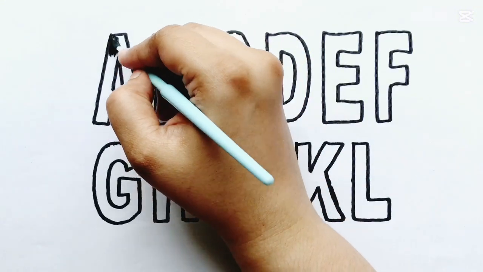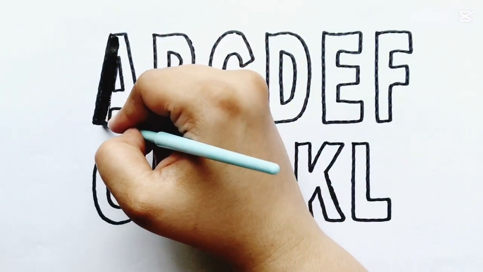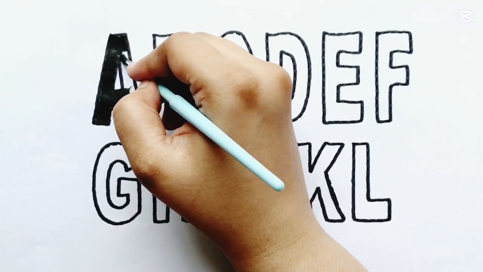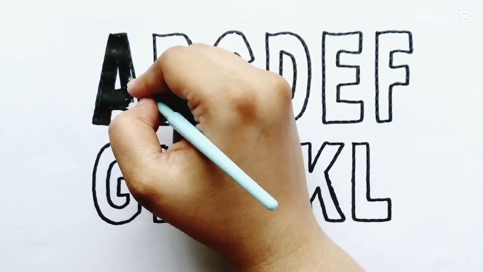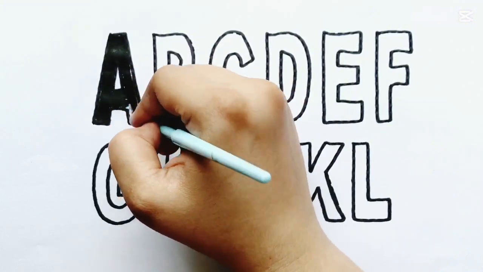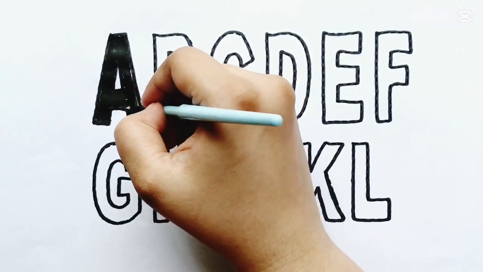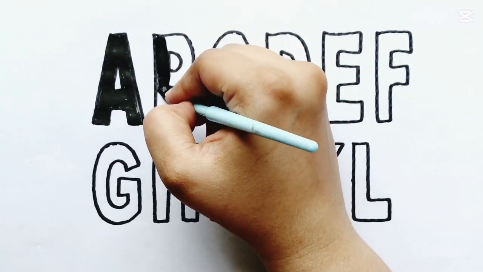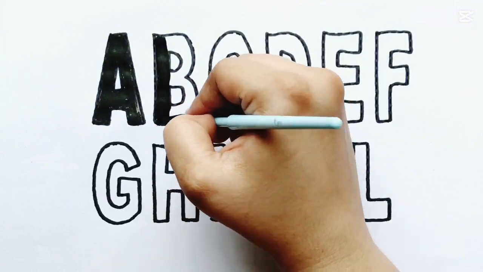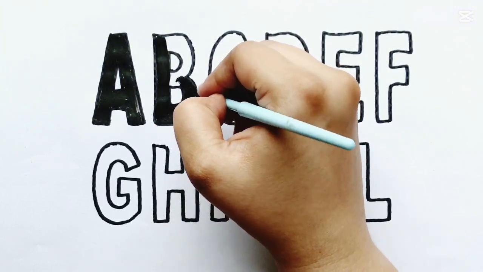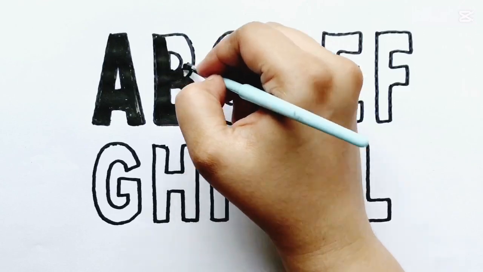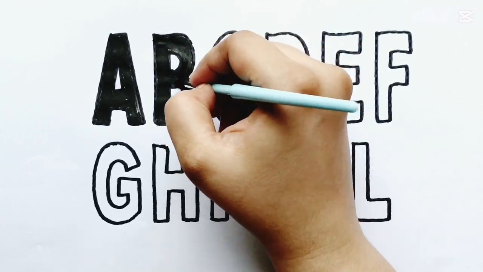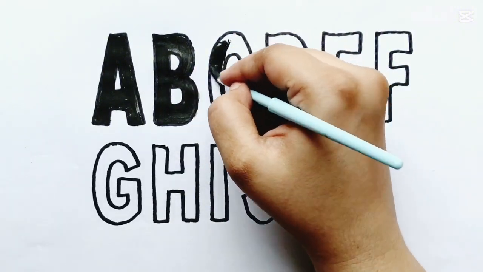Let's paint. Black color. A for alligator. B for butterfly. C for cow.